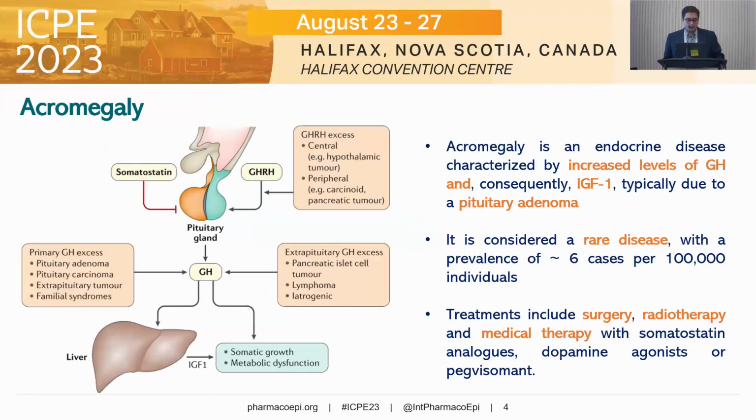So, acromegaly is an endocrine disorder characterized by an increased level of growth hormone and of insulin-like growth factor 1, which usually depends on the presence of a pituitary adenoma. It is considered a rare disease with a prevalence of less than 6 cases per 100,000 individuals, and first-line treatment includes surgery and radiotherapy, but for those patients for whom surgery fails or is contraindicated, therapy with somatostatin analogs, dopamine agonists, or pegvisomant is recommended.